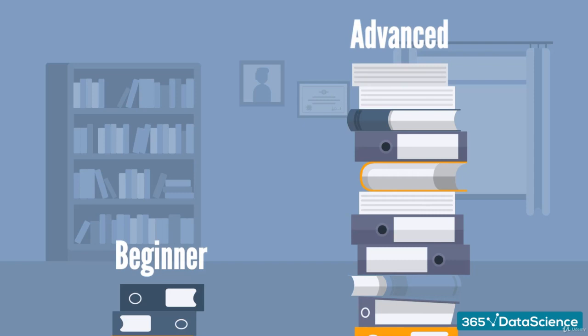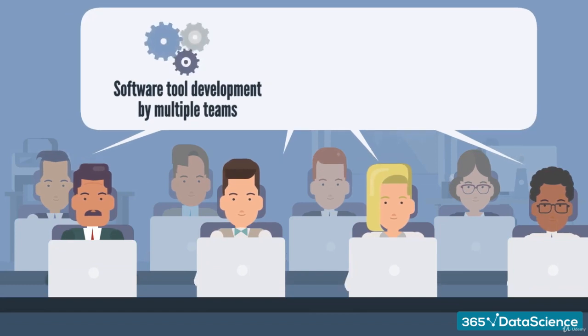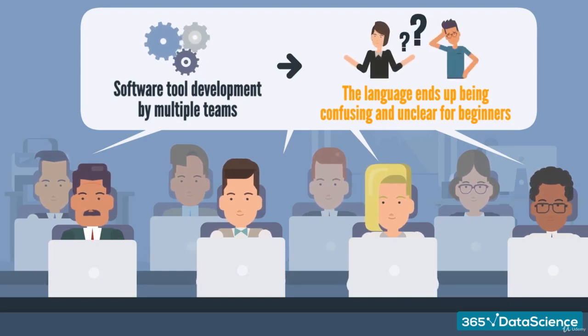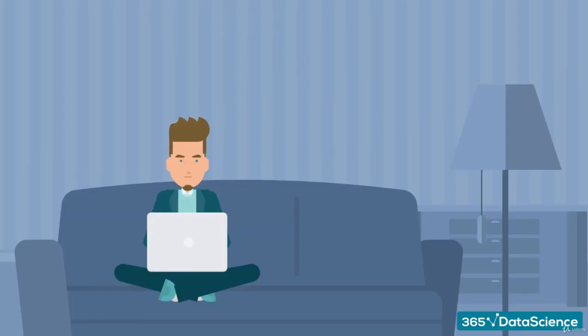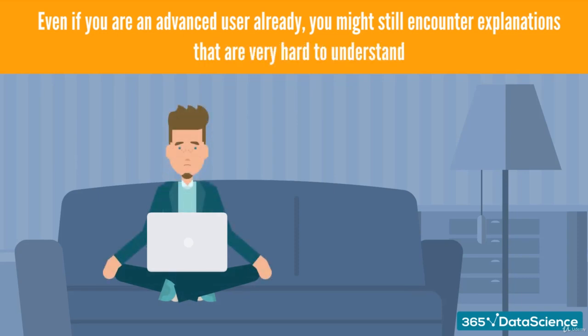In a nutshell, what often happens is that multiple teams collaborate on the development of a certain software tool, and they need to keep track of various components and updates in the documentation at any given point in time. This entails the use of quite a technical language, which ends up being particularly confusing and unclear for beginners. So, you should know that even if you are an advanced user already, you might still encounter explanations that are very hard to understand when you access certain documentation.